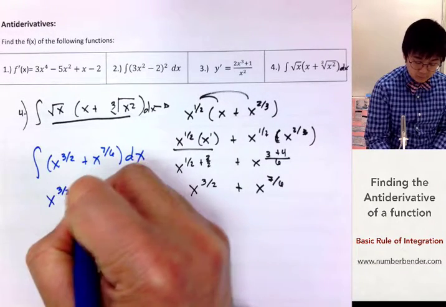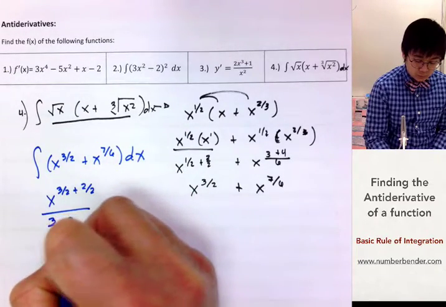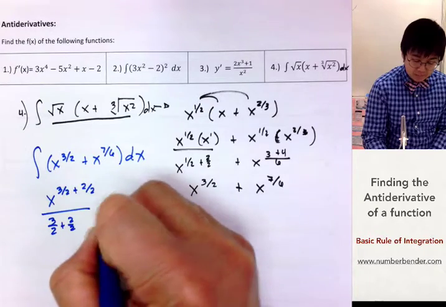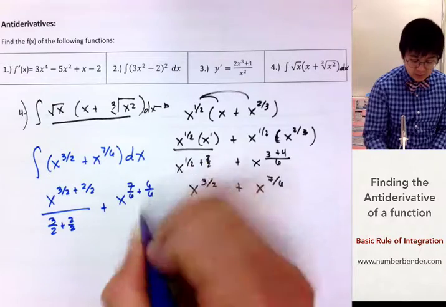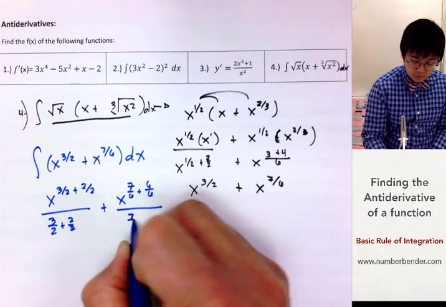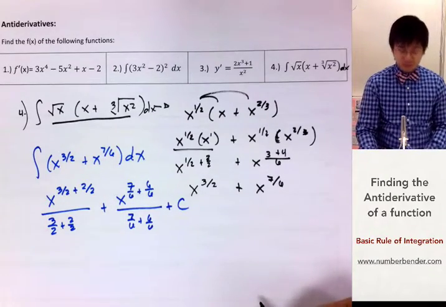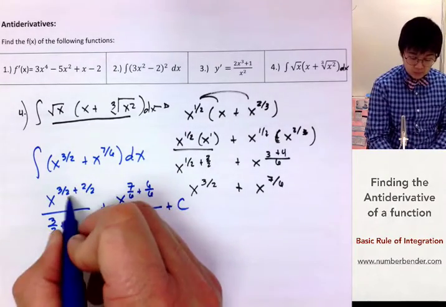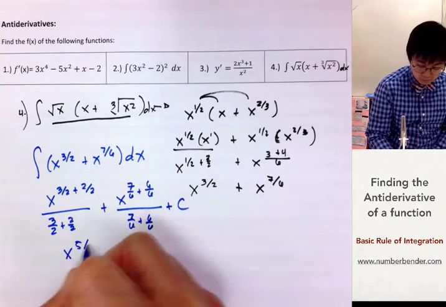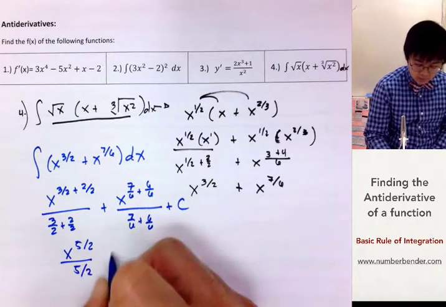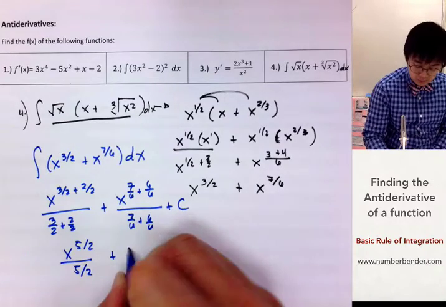we'll have x raised to 3 over 2 plus 1 all over 3 over 2 plus 2 over 2, plus x raised to 7 over 6 plus 6 over 6 all over 7 over 6 plus 6 over 6, plus the constant c. By simplifying this, 3 over 2 plus 2 over 2 will be 5 over 2, and 7 over 6 plus 6 over 6 is equal to 13 over 6.